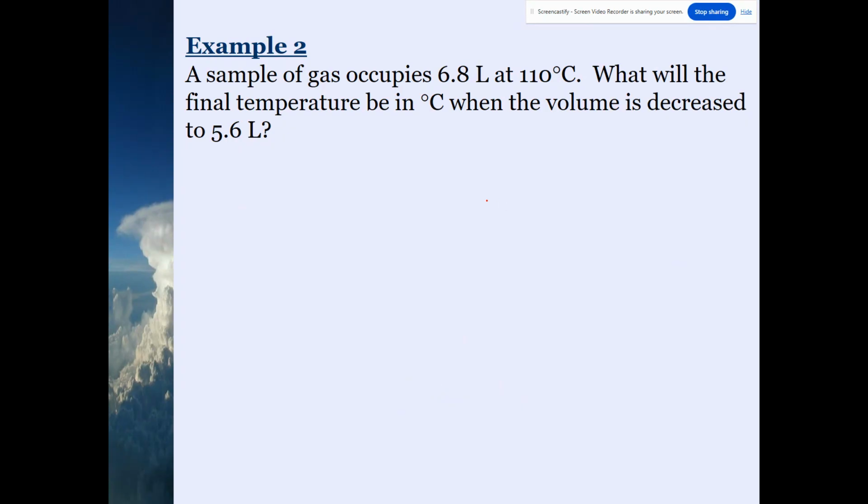A sample of gas occupies a 6.0 liter volume at 110 degrees Celsius. So this can be my V1 and my T1 adding 273.15. What will the final temperature be in degrees Celsius when the volume is decreased to 5.6 liters? So that's V2. We're solving for T2.